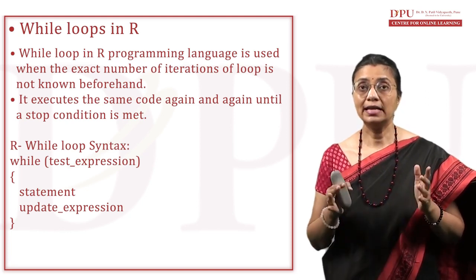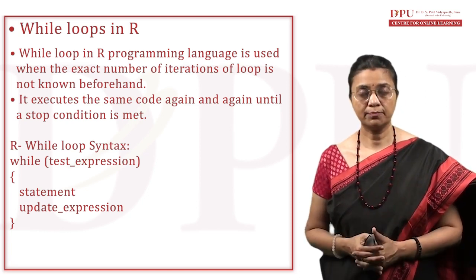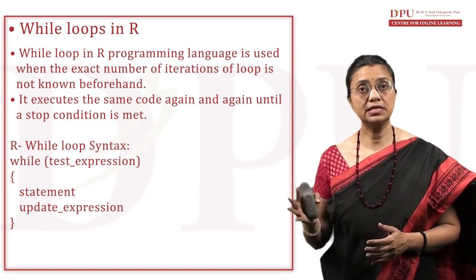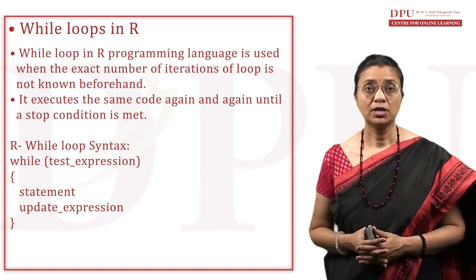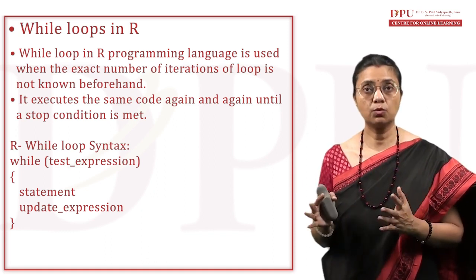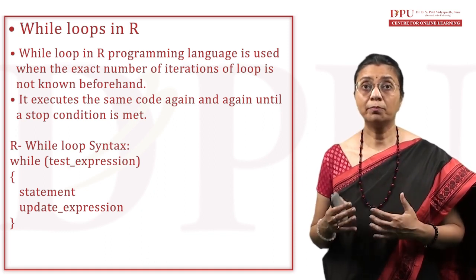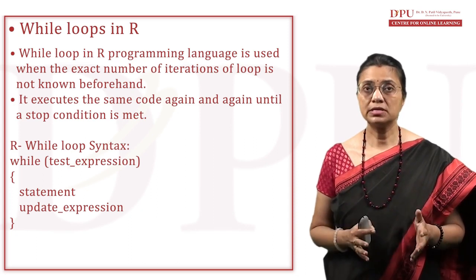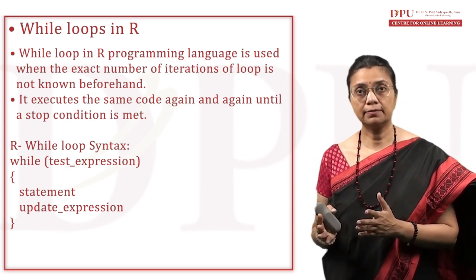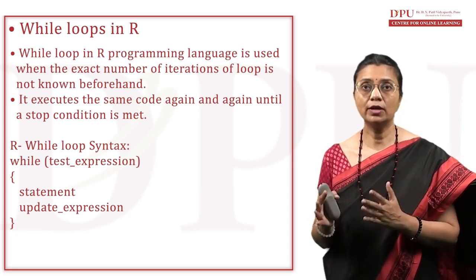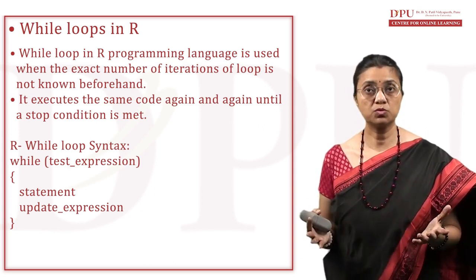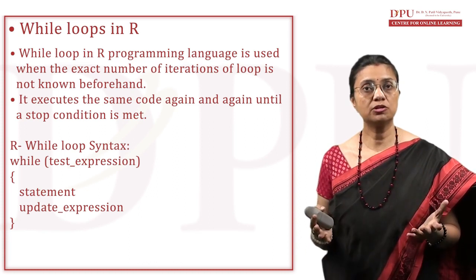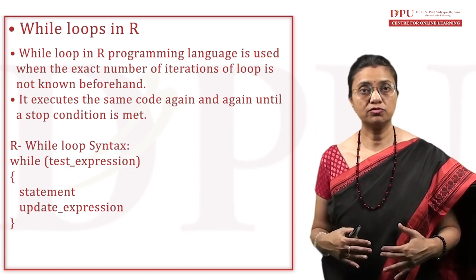For example, while I is less than or equal to C. Now I is a variable and C is a counter check. So I is changing and C is a fixed value. I'm saying while I is less than or equal to 10, keep on printing something. The moment I becomes greater than 10, which means the new value of I is greater than 10, the condition becomes false. And the moment the condition becomes false, I come out of the loop.